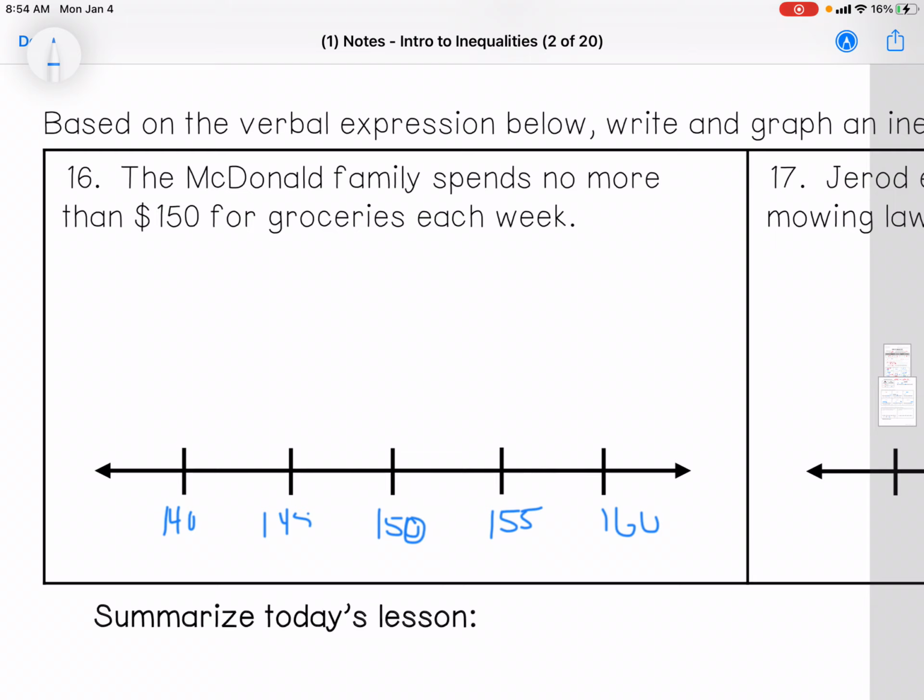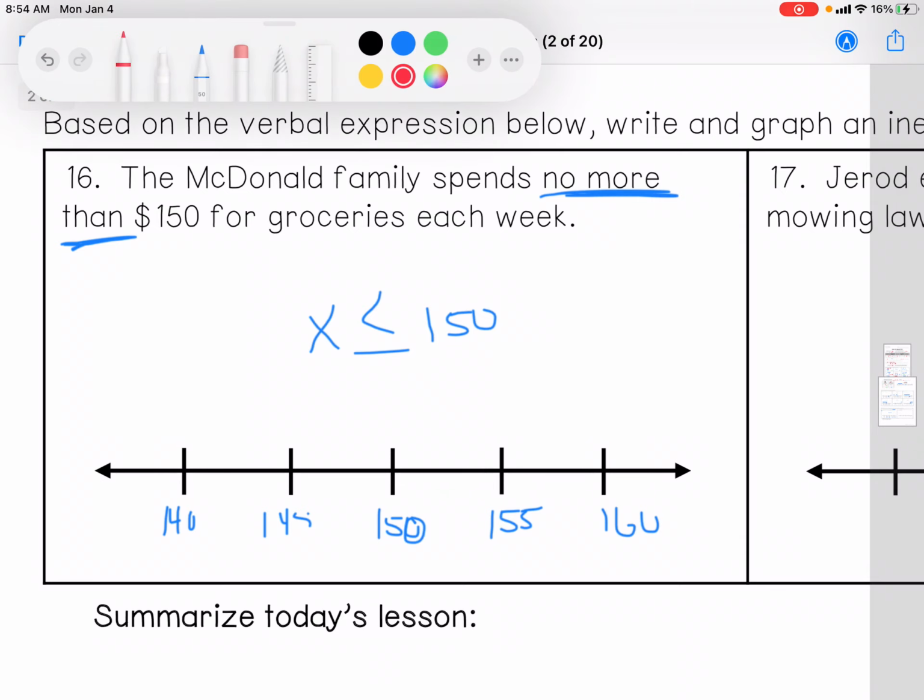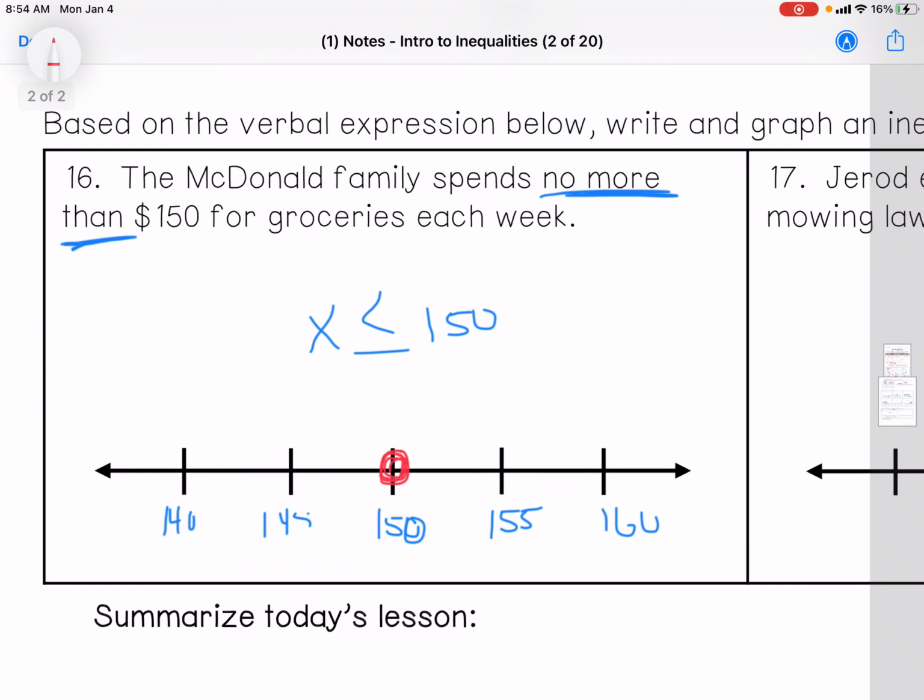All right, spends no more than. Does it say they spend 150? No, it says they spend no more than 150. Can they spend 150? Yes, they just don't spend more. Okay, so it's going to be X, which is how much they spend, we don't know, is less than or equal to 150 because they spend no more than. So it is less than or equal to 150. Okay, so now that we have that, we can do our little arrow dots. It's a closed dot because there's the line under there. Which way is it going to point? Less than, so it's going to go left.